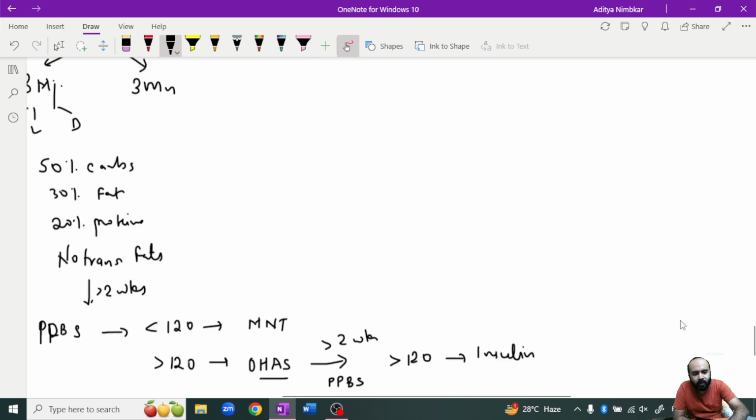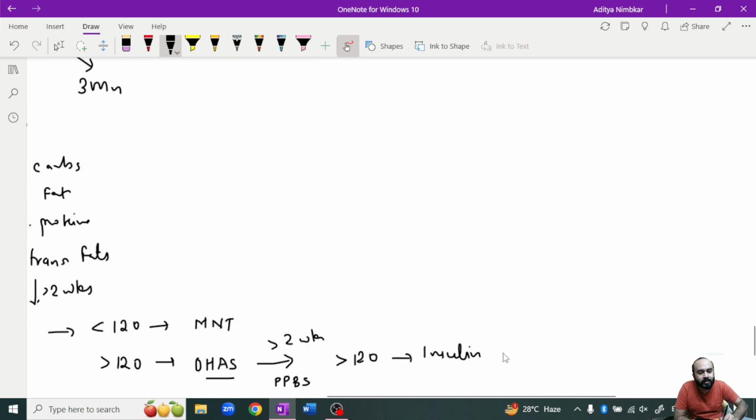Once insulin is started, you don't wait 2 weeks. 2 weeks is a lot. Every third day, so every 72 hours, you will admit her or ask her to do it at home. You will do her proper fasting and postprandial blood sugar levels. Ideally, you have learned in medicine that you have to do 7 blood glucose monitorings. I do agree with that.